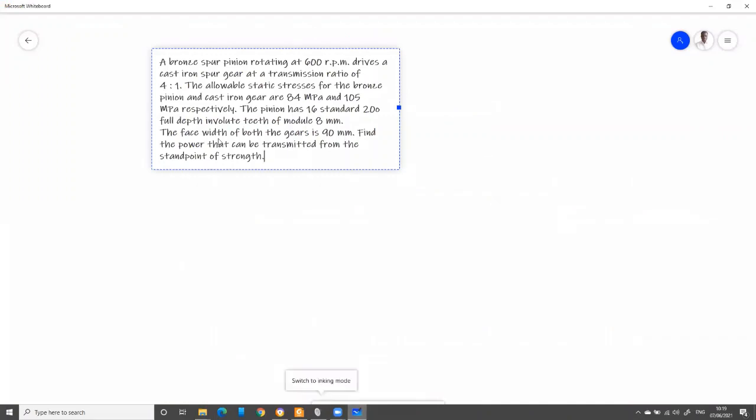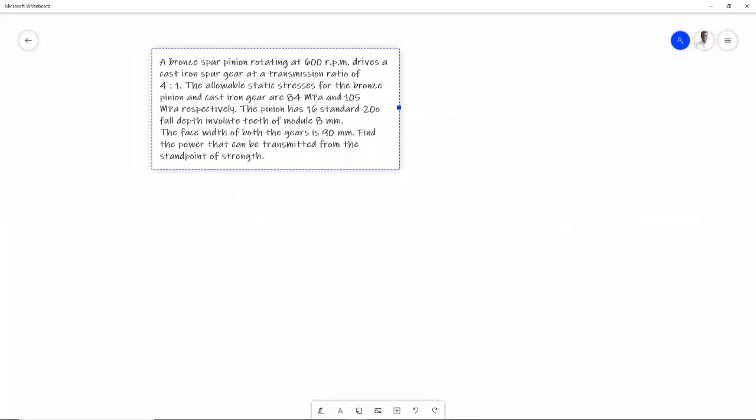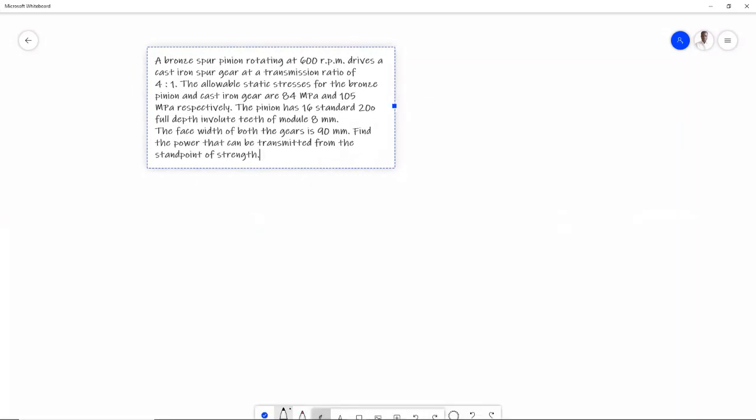All right, so I'm using my virtual whiteboard here, and I have an outline of the information. First of all, we have been given the speed of the pinion. So we have the RPM of the pinion, we call it NP, is equal to 600 RPM. And then we have the gear ratio, which is also the velocity ratio, VR, is equal to 4. So we have 4:1 for the gear ratio.